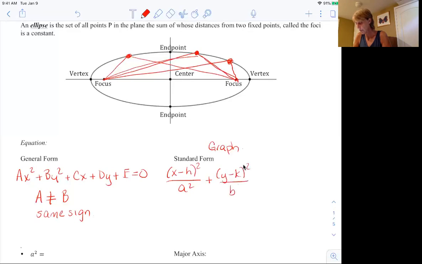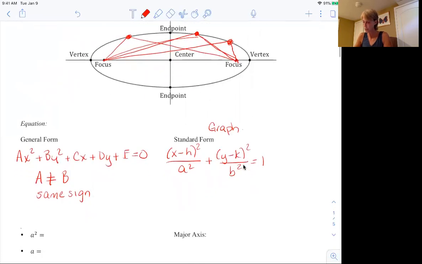And now what you'll notice is we have something that looks more like the equation of a circle. It's like a variation. And this equation, unfortunately, has two different ways we can write it. In the top version, the a squared is underneath the x term. And in the bottom version, the b squared is underneath the x term. We're going to talk about what the a and b represent in just a minute.